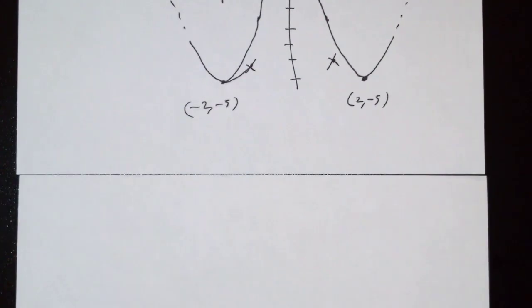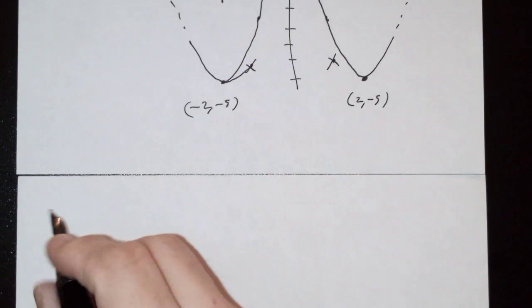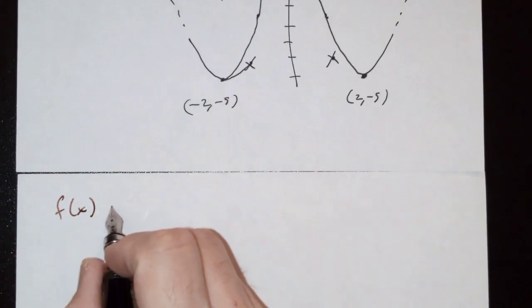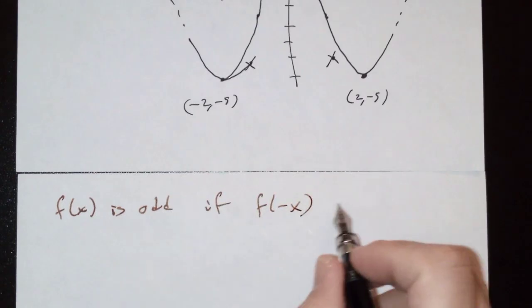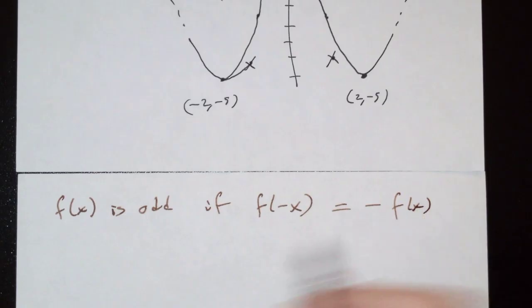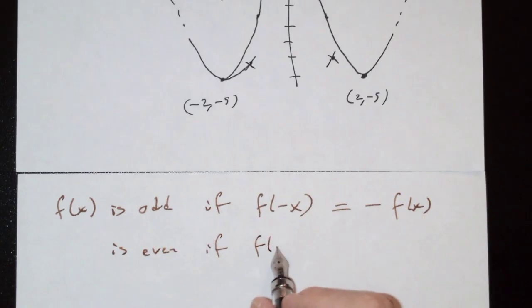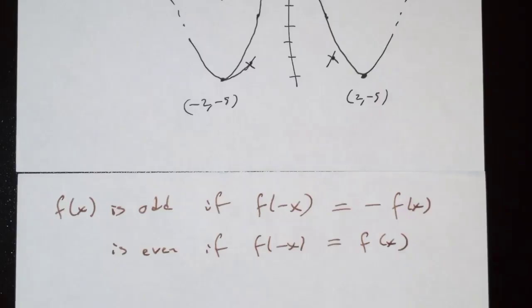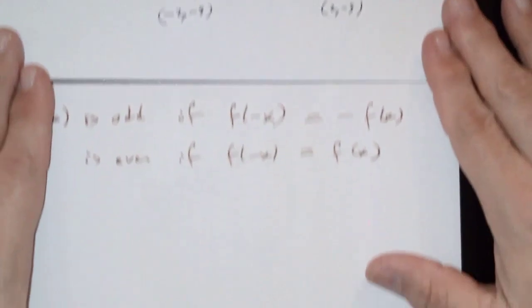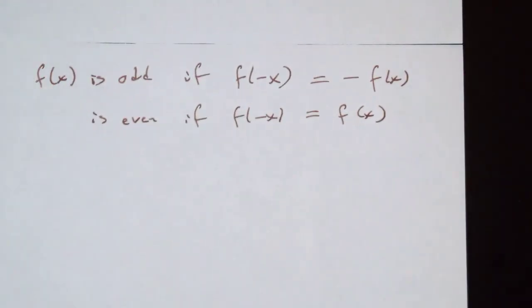The easiest way to check is to put a minus sign in with all of the x's in the problem. So let's consider this equation.